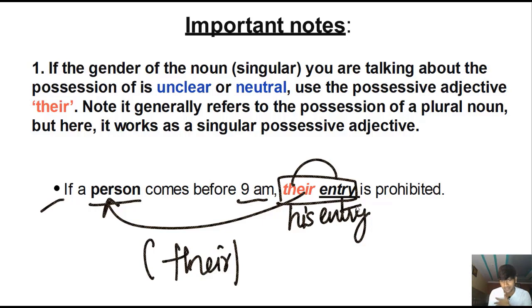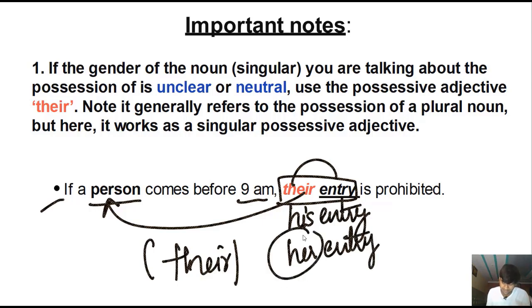You are ignoring females and you're being sexist towards women. And if you say, if a person comes before 9 a.m., her entry is prohibited, it is still grammatically correct, but now you're being sexist towards all the men. So that's why we have this singular neutral possessive adjective. If a person comes before 9 a.m., their entry is prohibited, right?